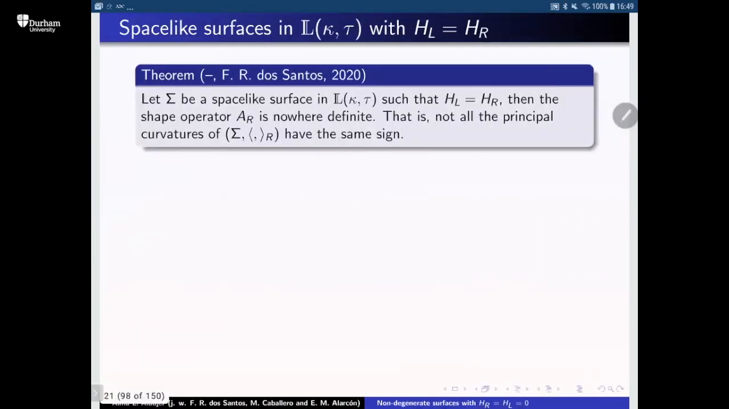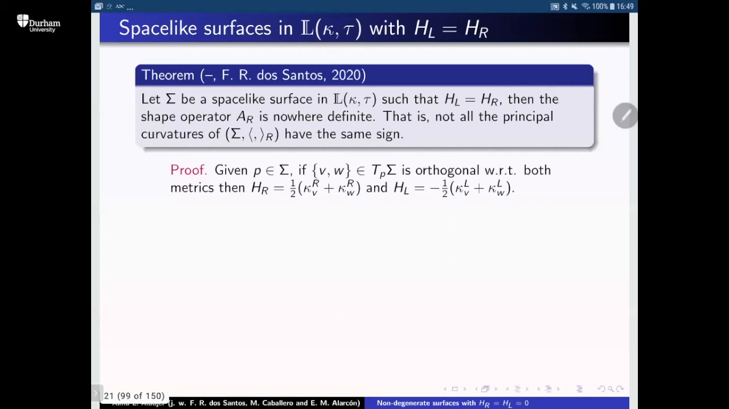Using the relation, we can now obtain some consequences, but now for the case of space-like surfaces. From now on, I will consider a space-like surface, not a non-degenerate one. So our technique does not hold now for time-like surfaces. And let us prove that if sigma is a space-like surface such that both mean curvature functions coincide, then the shape operator is nowhere definite. That is, not all the principal curvatures of the surface have the same sign.